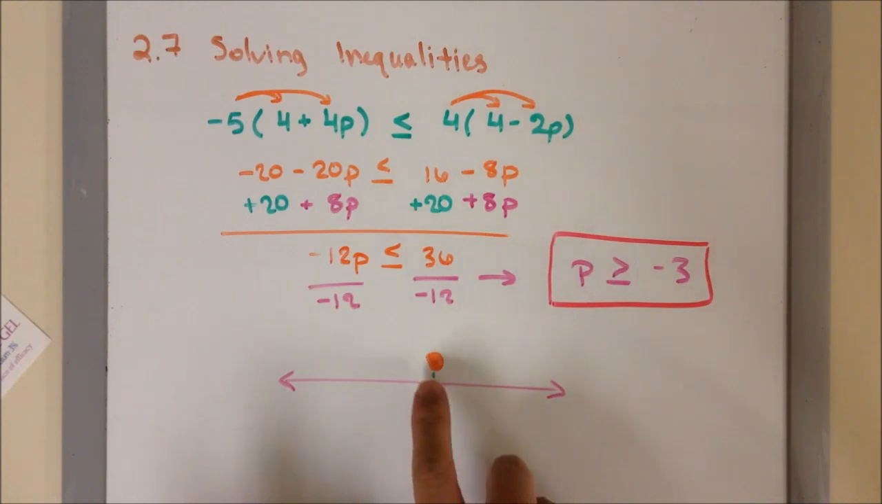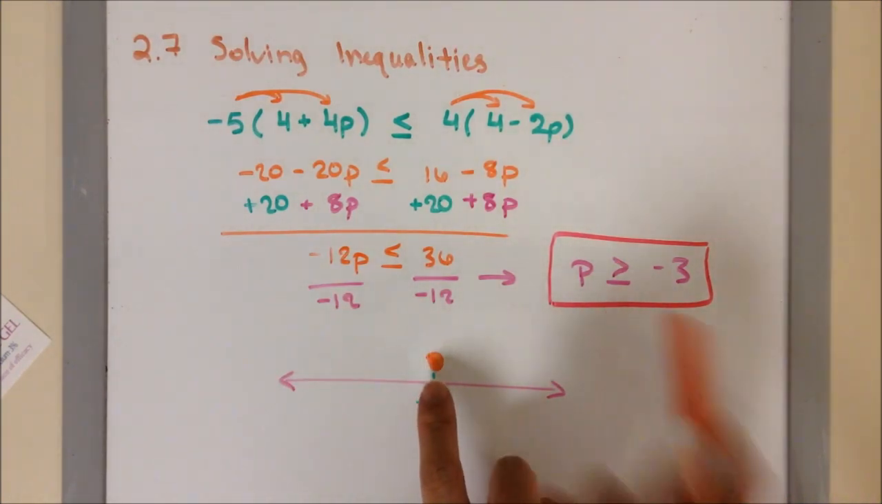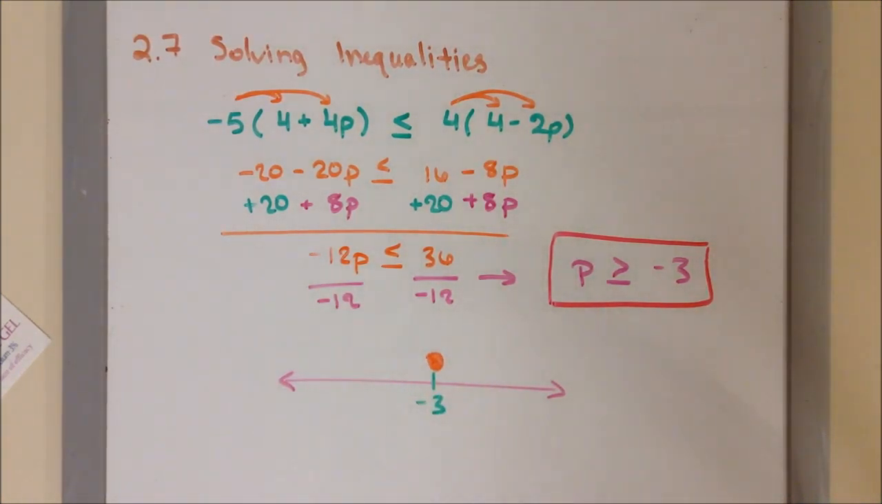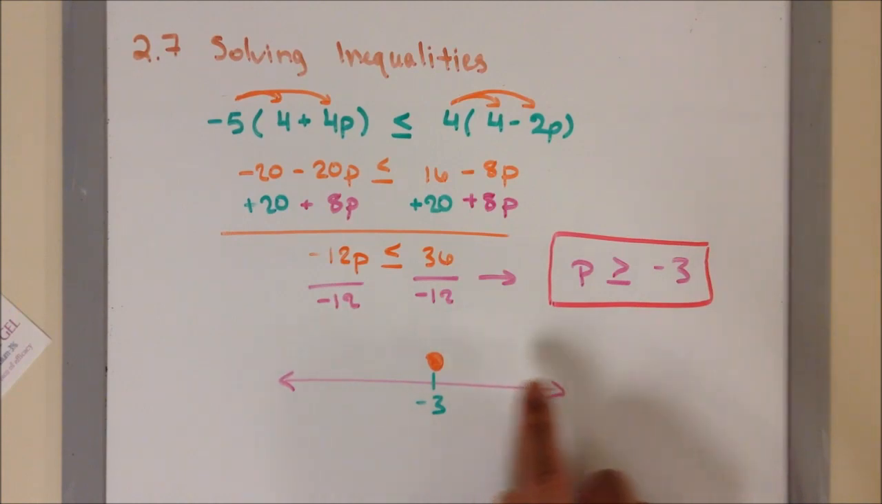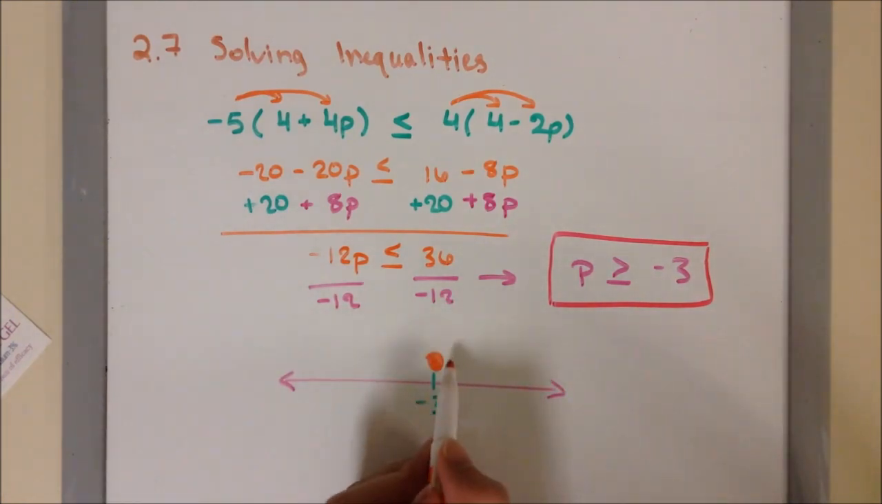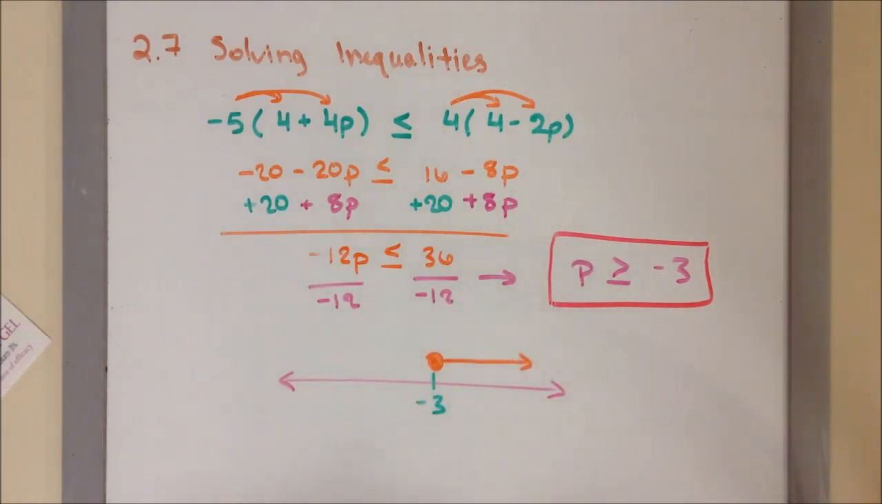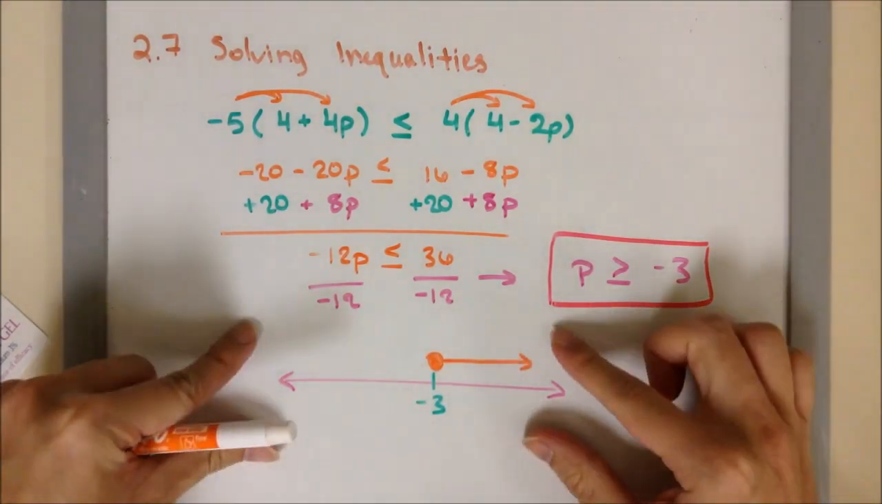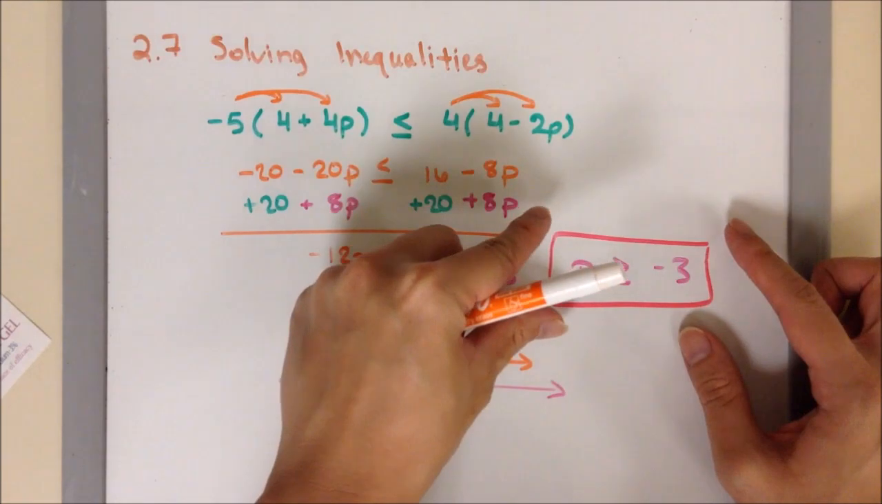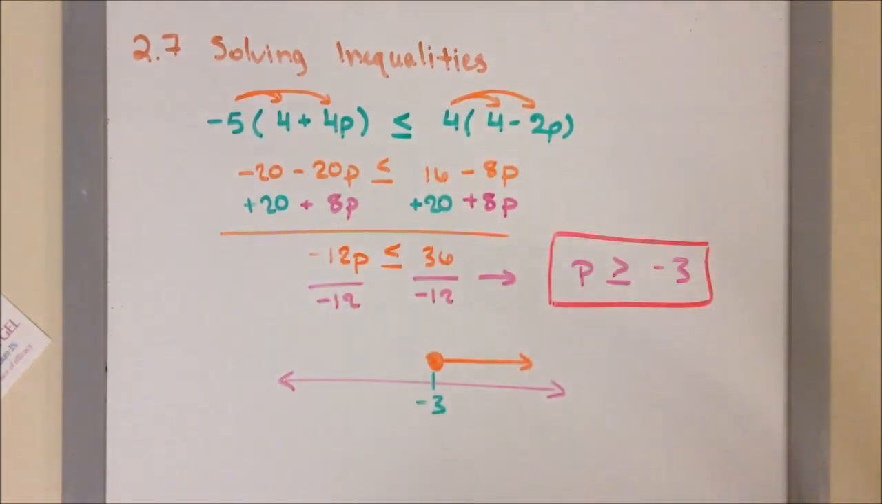So we have completed the or equal part. Numbers that are greater than negative 3, so p can be any number that's greater than negative 3. So negative 2, negative 1, 0, 1, 2, 3, and so on. So those numbers lie on the right side of negative 3. So basically we're going to draw an arrow pointing to the right. And that's it. So this is our graph for our solution, p greater than or equal to negative 3.